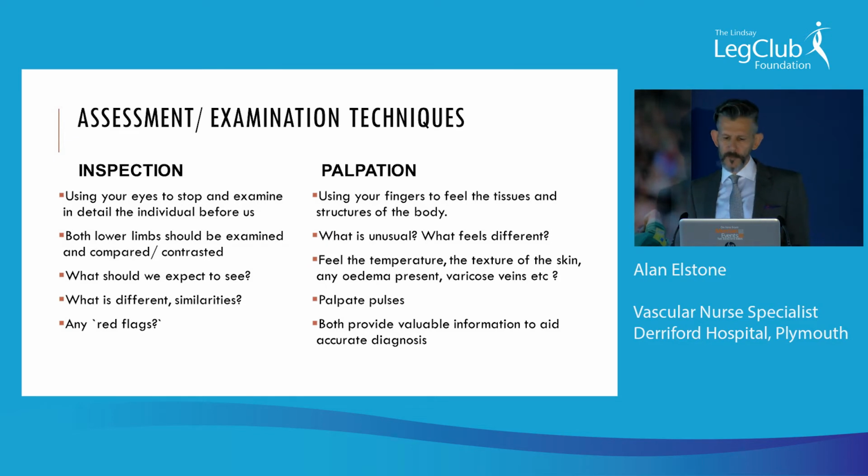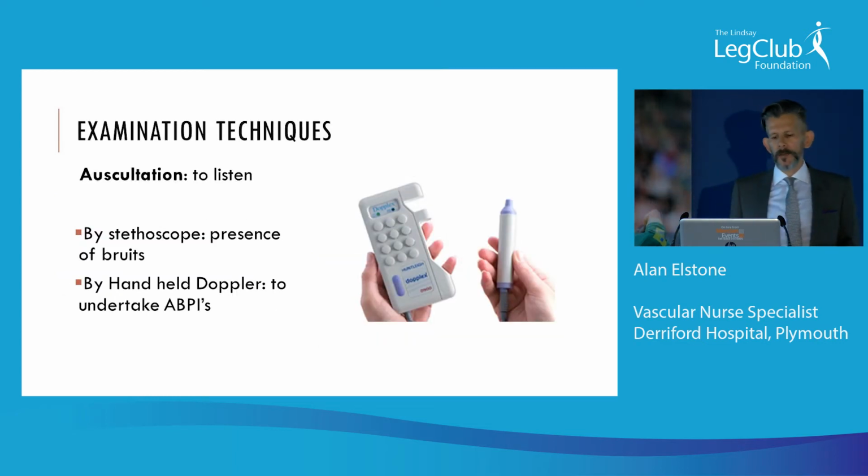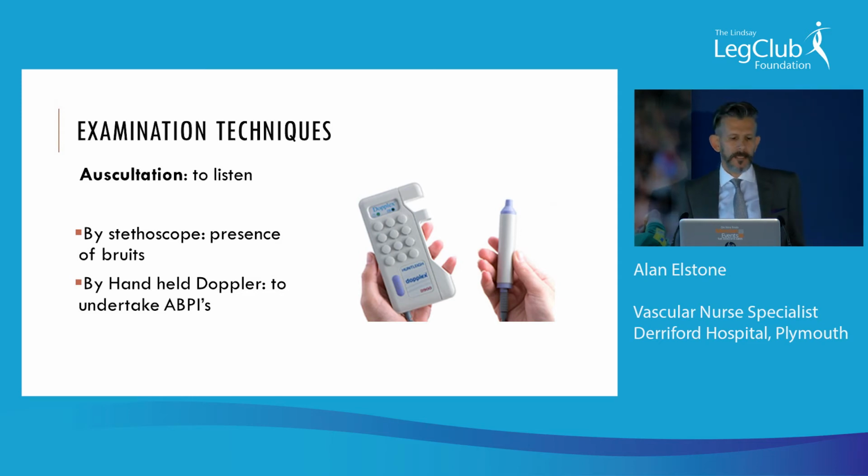So using our fingers to actually feel the structures, but we're actually looking and comparing before. So what's the same, what feels different? And obviously the obvious thing that we may be palpating are lower limb pulses. It provides really valuable information to assist us in coming towards an accurate diagnosis of what's going on underneath. The other following on technique would be auscultation, to listen. We often do that in practice with a handheld Doppler, which gives us a great deal of information. We can also listen to arteries and other areas of the body with a stethoscope as well. That allows us to hear stenoses and what we call bruits there.